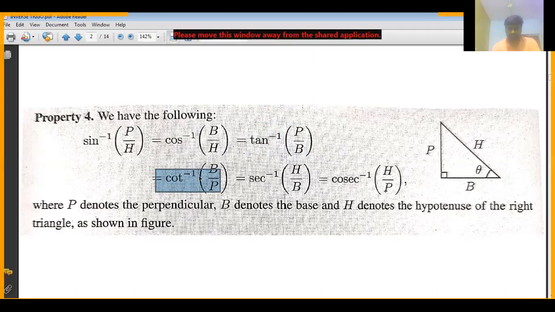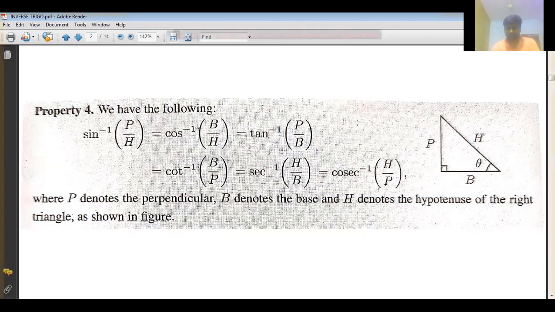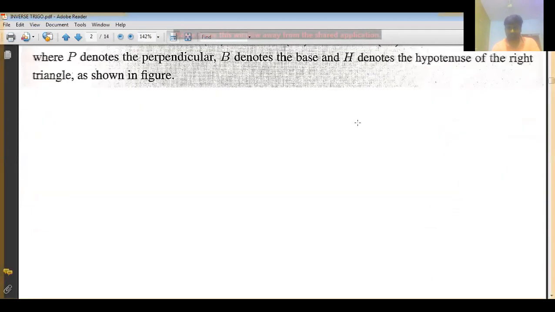Clear? Now similarly, what about secant inverse? That is the reciprocal of cos inverse. Now similarly, what is cosecant inverse? That is the reciprocal of sine inverse. Sine inverse is perpendicular by hypotenuse; here cosecant inverse is hypotenuse by perpendicular. That we know. Clear? So now let us go for the next property.